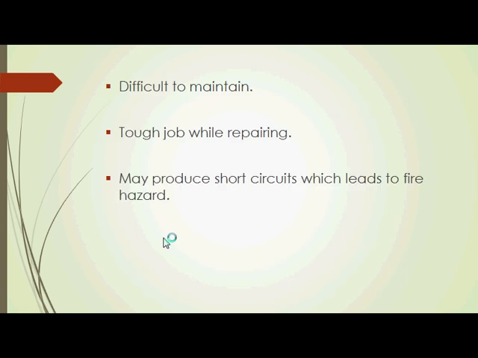Why is it so difficult? You can see in the picture, it's so difficult to maintain. Maintenance is very difficult, and it's a tough job for any electrician to climb up the pillars while repairing. During storms or heavy rains, it may produce short circuits which may lead to fire hazards, and there may be a loss of life, which we don't want. So there comes the need for vitricity.